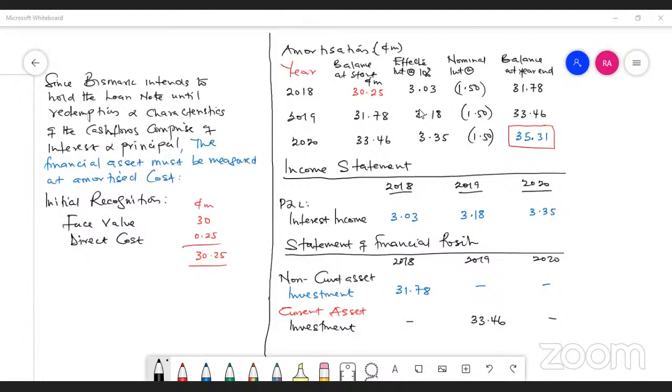Jeff Dapa asks, why is investment a current asset? Yes, because it's left with 1 year for you to redeem. It's left with 1 year for you to redeem.